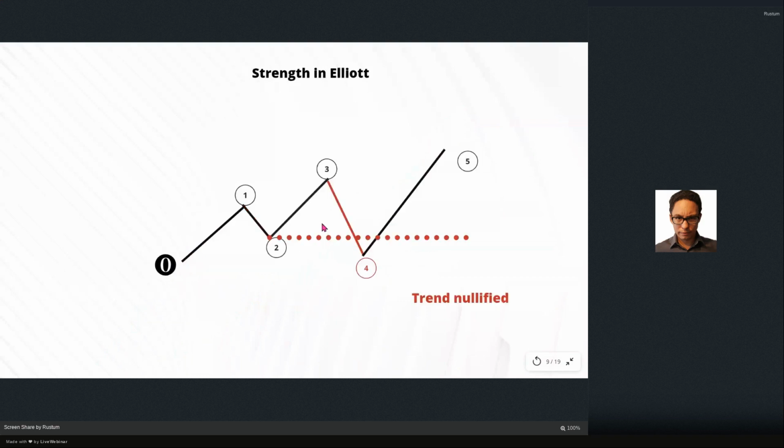The other thing here is that your fourth wave should never go below point number 2 here. And then again, you can see it's really impossible to draw that trend line underneath this, because there aren't 2 points for you to actually connect to draw a trend line. So these two examples are nullified trends.